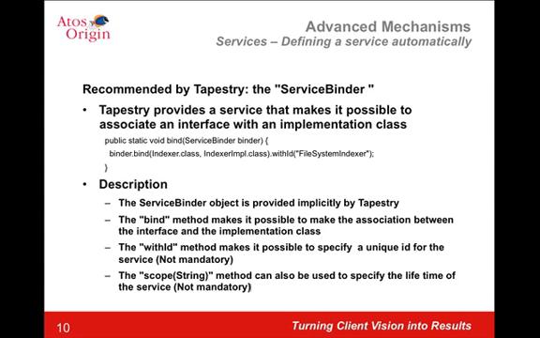Another way of defining the service is to use the ServiceBinder service. We just need to add a bind method to your IOC module, which will take as parameter the ServiceBinder service. Then just use the bind method of the ServiceBinder object. This method takes two parameters, the interface of your service and its implementation. You can also specify an ID with the withId method.